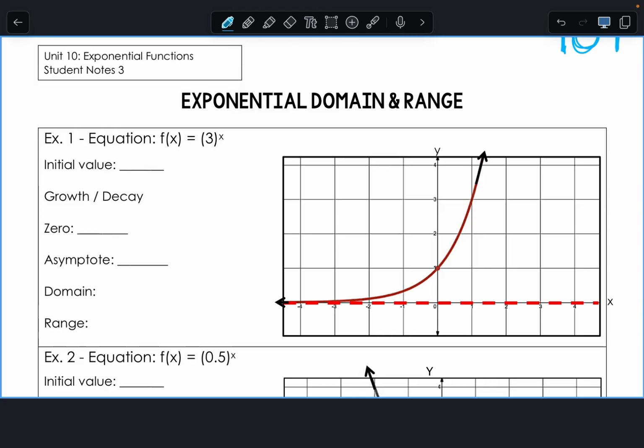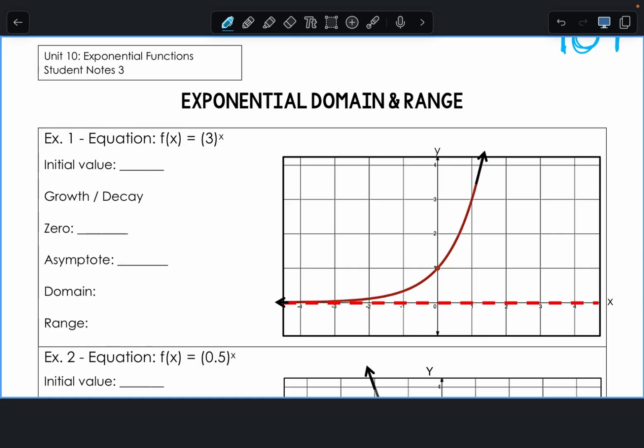For exponential domain and range, exponential domain and range is going to be very, very similar to linear. So if you feel like you didn't learn domain and range for linear equations or linear functions when I wasn't here, this is going to be extremely similar to it, okay? With the exception of one thing.